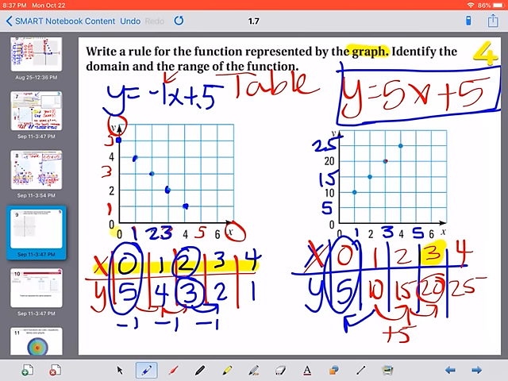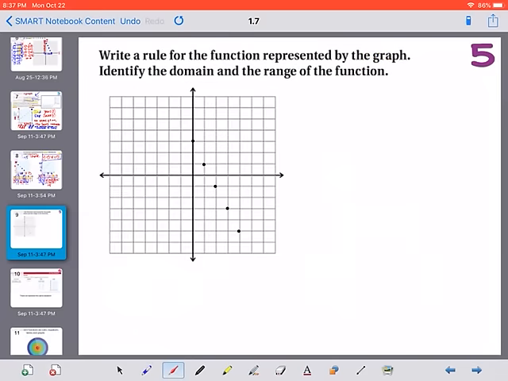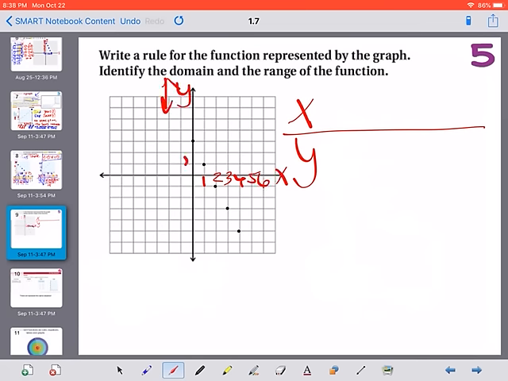Last question, write a rule for the function represented by the graph, and then identify the domain and range. So just like we did before, I'm going to make an XY table. If it helps you to number the lines, go ahead and do so. Remember, this is X left to right. Y is the longer letter, goes up and down. And going this direction would be negatives.